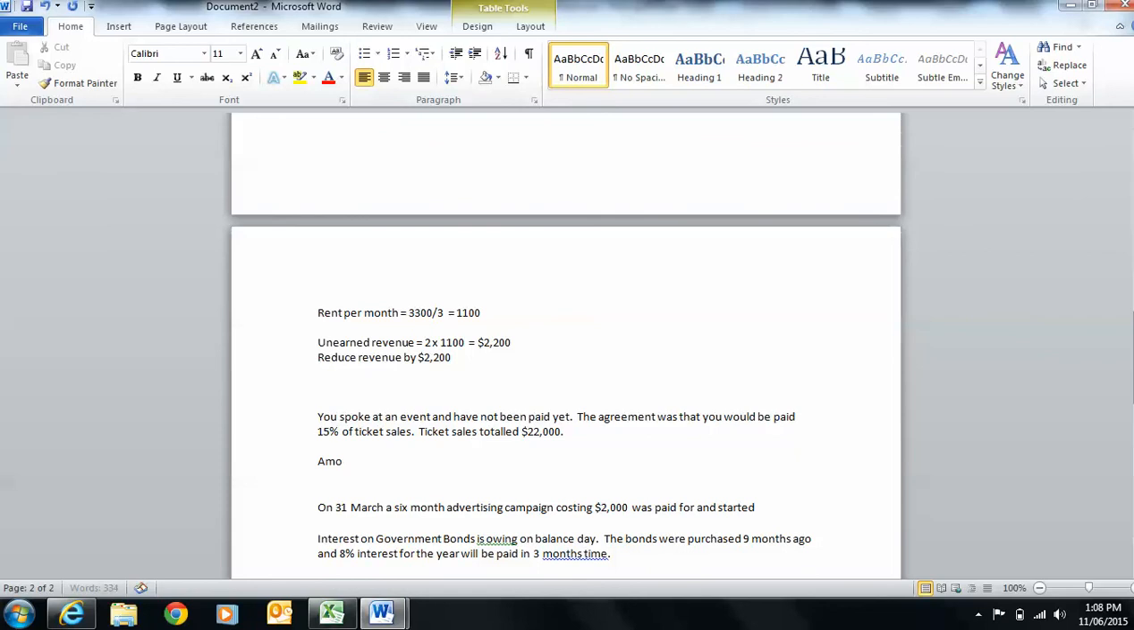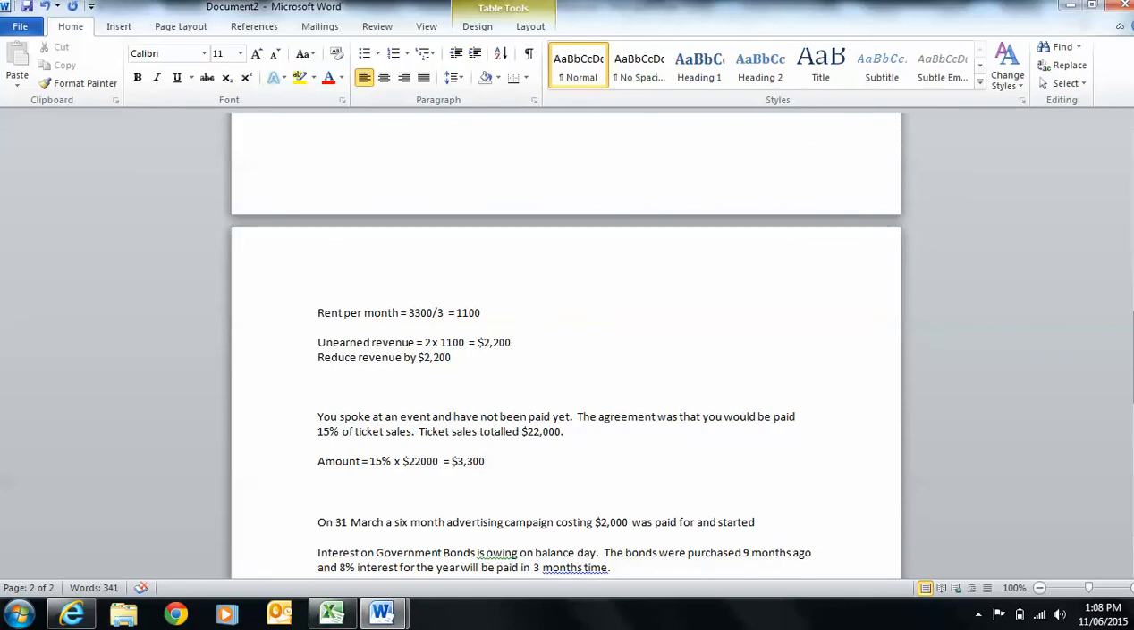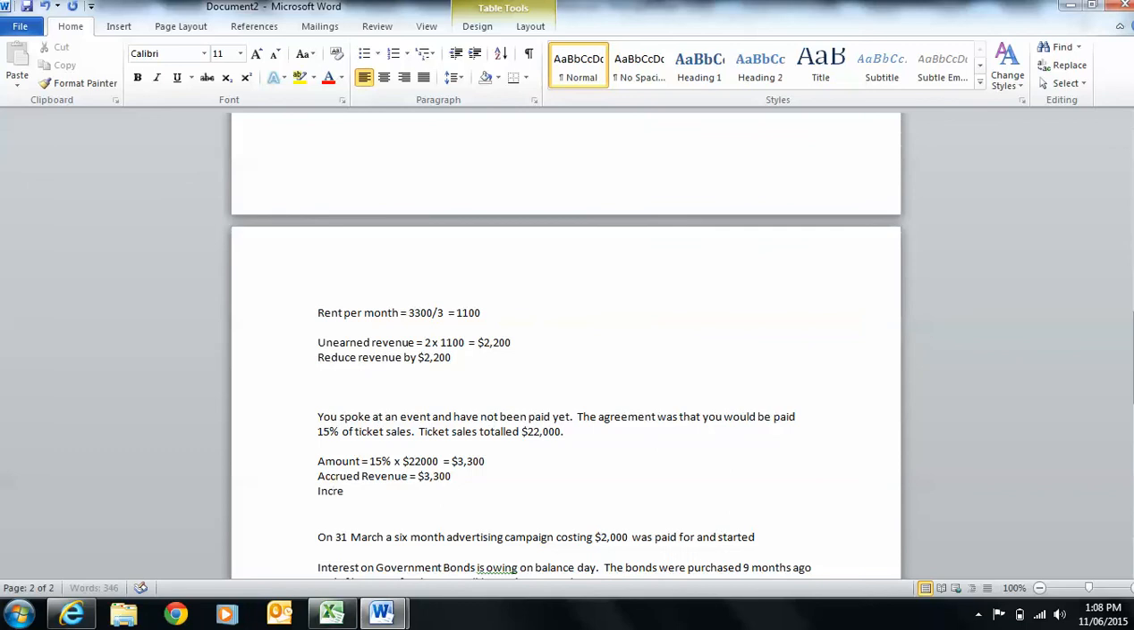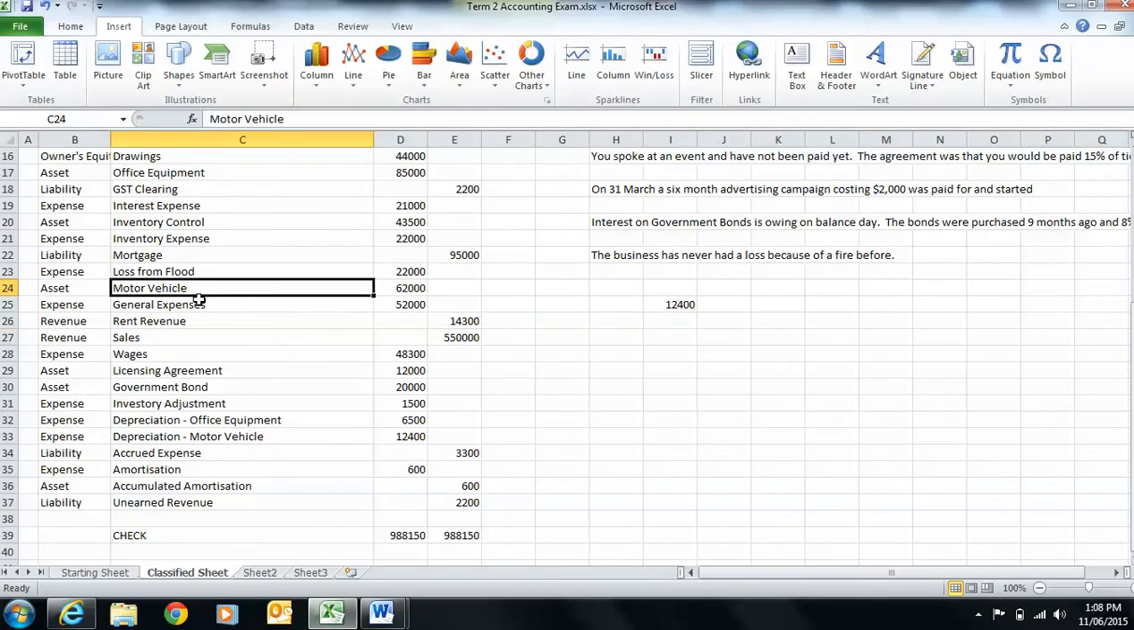So the amount outstanding is going to be 15% of $22,000, which we can use our calculators and work out. I think it should be $3,300. So this is an amount that you've earned but haven't yet received. So it's going to be accrued revenue, which is an asset. It is going to be $3,300, and we will increase our service revenue by $3,300. So let's go and have a look and see if we can do those 2 things.